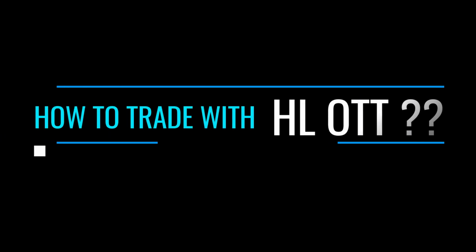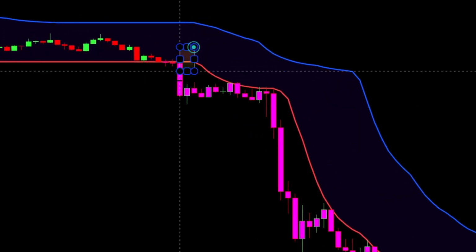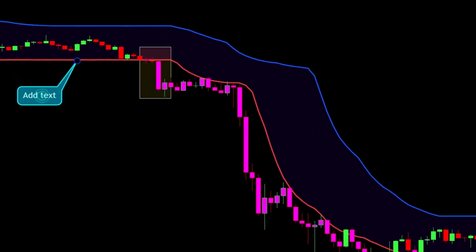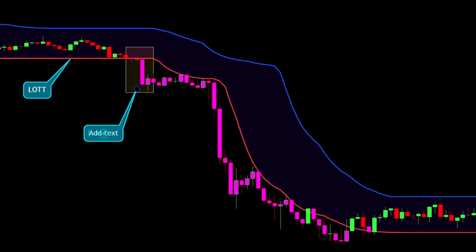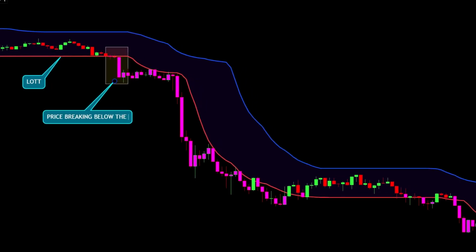Those HOTT and LOTT lines are key to this whole strategy. Here's the deal, when the price breaks below the LOTT line and the candle closes there, that's often a sell signal. Think of it as the market saying, hey, things might be heading south.